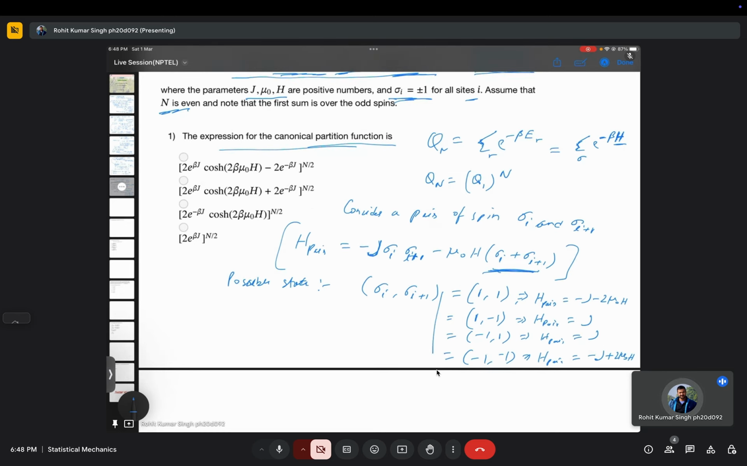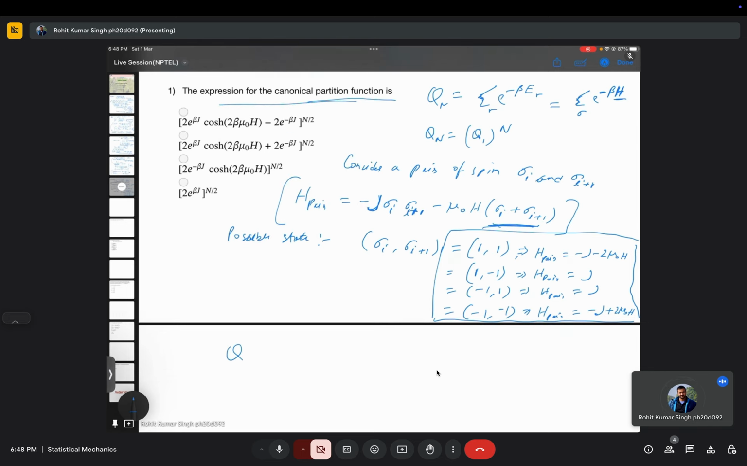So these are 4 possible configurations. That is 4 possible ensemble members that we have. So the partition function for one pair should just be the sum over all the possible pairs, the Hamiltonian of the pair, right? Is it fine? Sum over all the possible pairs that are there, so there are 4 states, so there will be 4 terms.